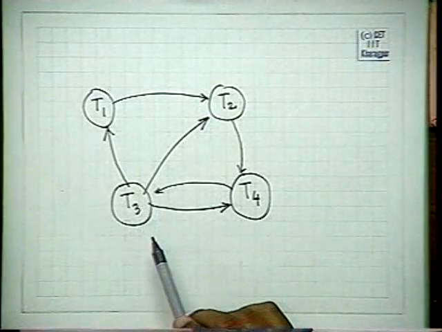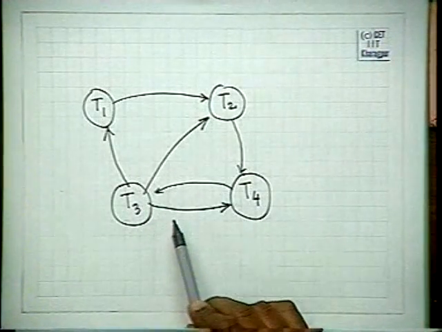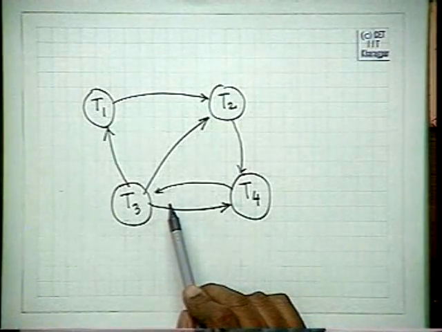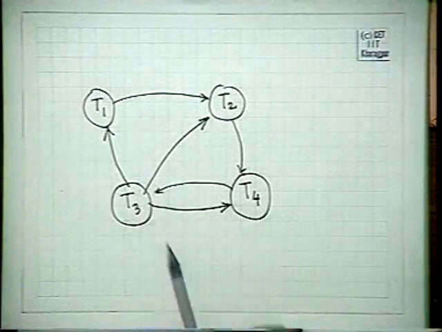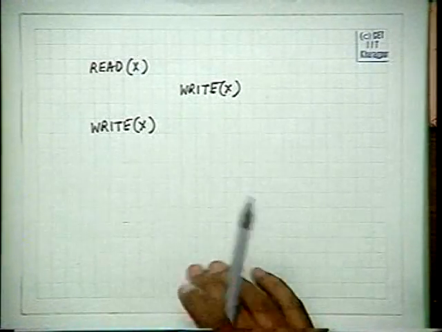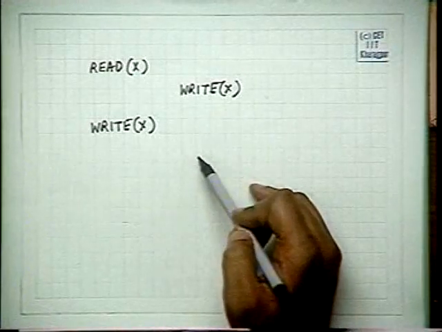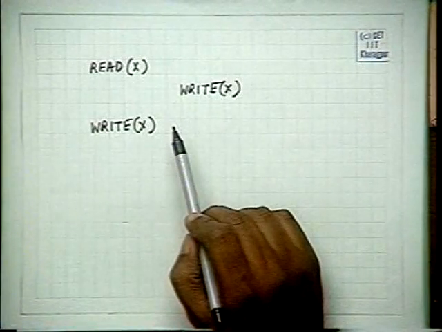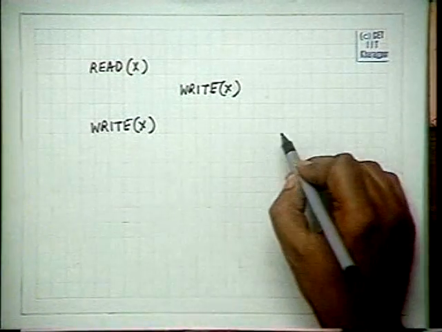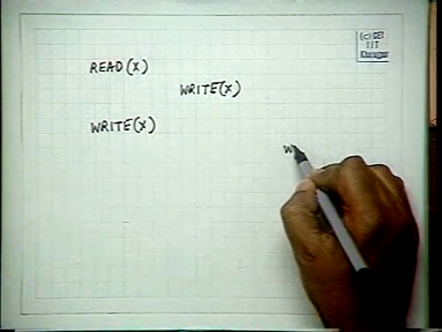So, detection of conflict serializability: if the graph is acyclic, then it is conflict serializable. If the graph has any cycle, it is not conflict serializable. Similarly, this is one example which we will say is not serializable, because this cannot be moved above this, nor can it be moved below this, so it is not conflict serializable. But let us put in one more write statement here.